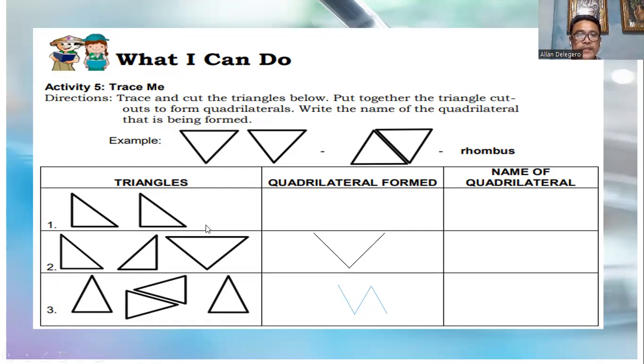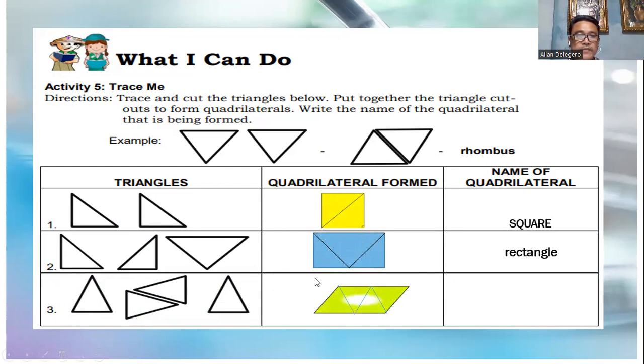Number 1, the quadrilateral formed is square. Name of the quadrilateral, square. Number 2, quadrilateral formed, it is a rectangle. And number 3, okay, a parallelogram.